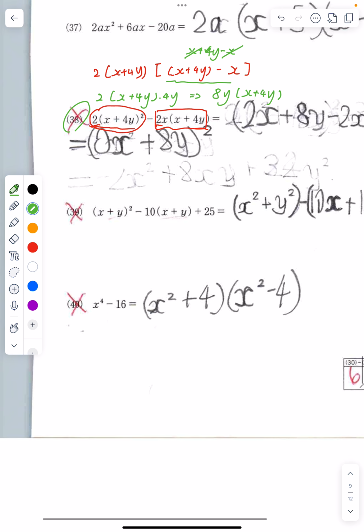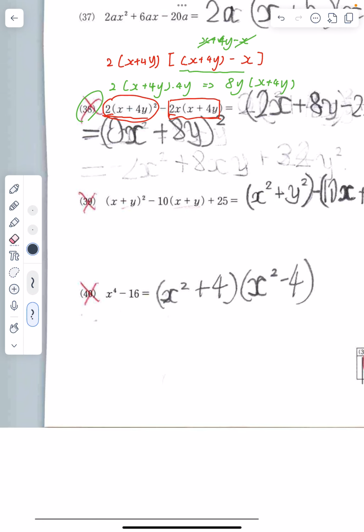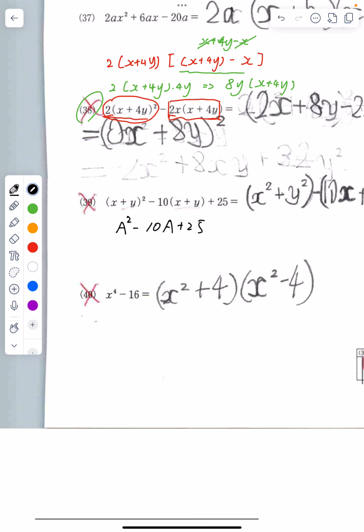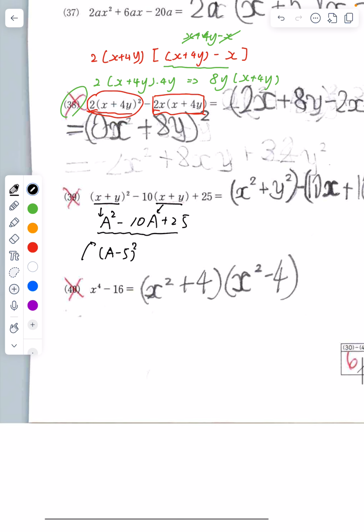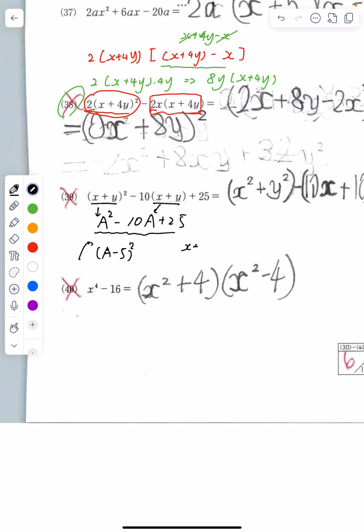And question number 39, this one kind of looks like a squared minus 10a plus 25. The reason why I want to change the x plus y and x plus y into a is so that I can see this one more clearly. You always want to deal with the x plus y as a whole. In this case, how do I factorize a squared minus 10a plus 25? This is actually a minus 5 to the power of 2, right? That's a perfect square again. So then we can just simply swap a into x plus y.